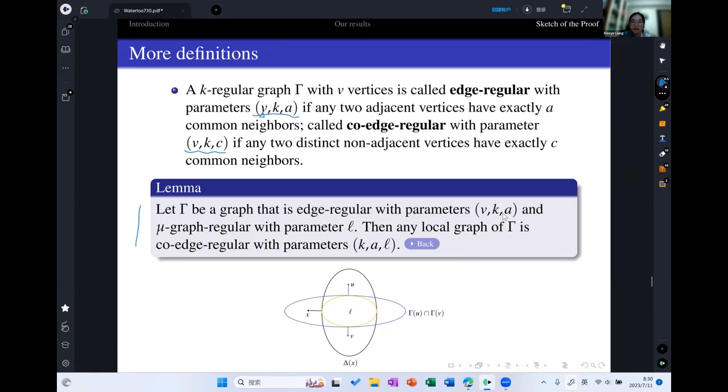And this lemma shows us the relation among edge regular, mu graph regular, and co-edge regular. Let's see it. If gamma is a regular graph that is edge regular with parameters (v, k, a) and mu graph regular with parameter L, then any local graph of gamma is co-edge regular with parameters (k, a, L). So this L is an important parameter for us.